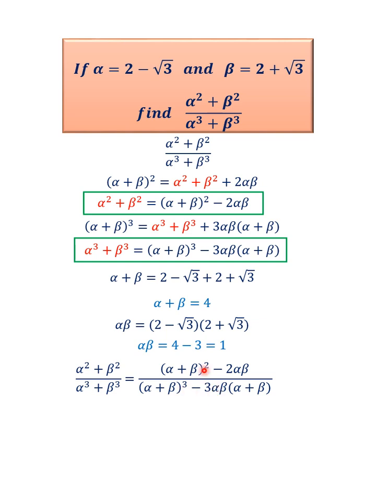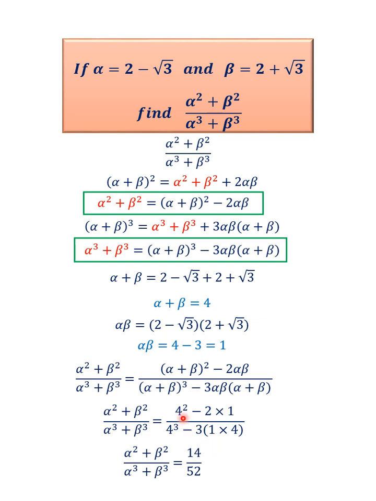Now, all we need to do is to put in the values of alpha plus beta and alpha beta, so that this expression becomes 4 squared, because alpha plus beta is 4, minus 2 times 1 because alpha beta is 1, all over 4 cubed because alpha plus beta is 4, minus 3 alpha beta is 1 times alpha plus beta is 4. So we have 3 into 1 times 4.